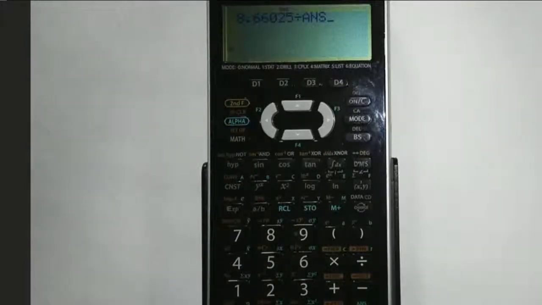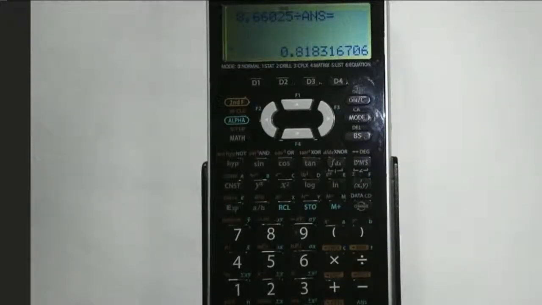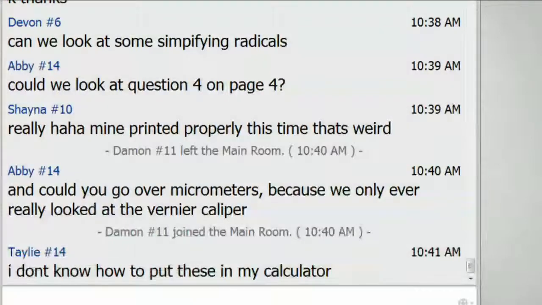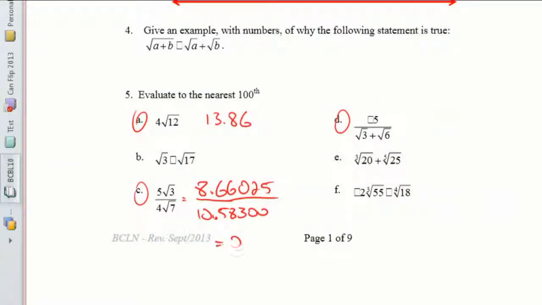And the reason I do this would be to carry as many decimal places as I can. So on the top, I've estimated it at 5 decimal places, but if I use the calculator's memory, then I get a bunch more decimal places. So I get 0.818, which is going to be 0.82 to the nearest hundredth.